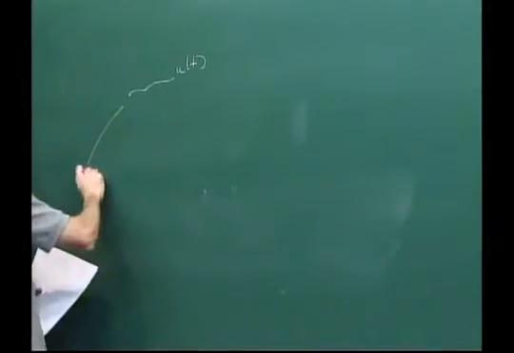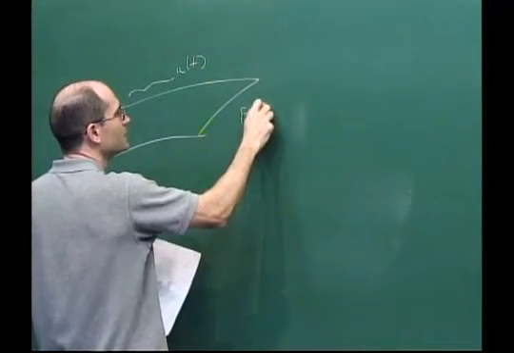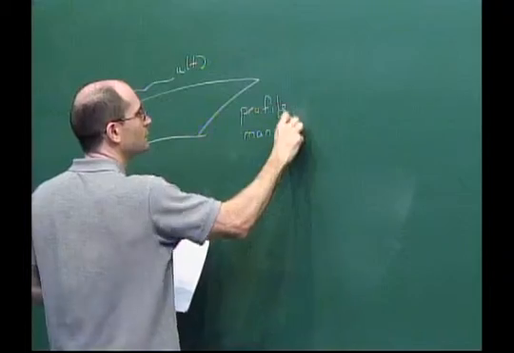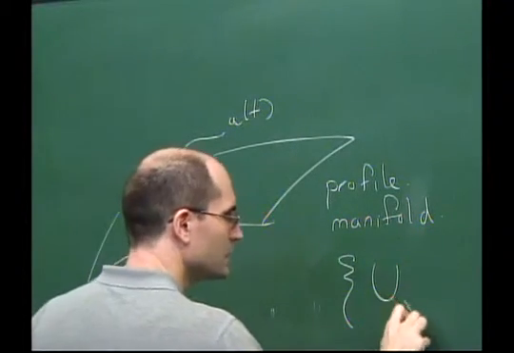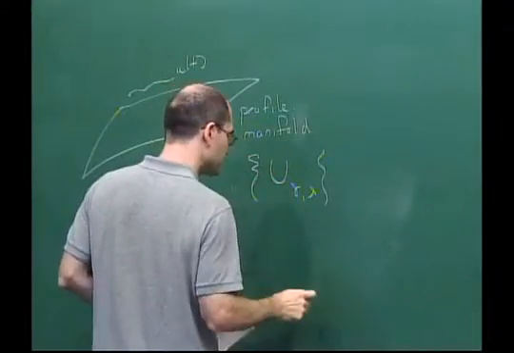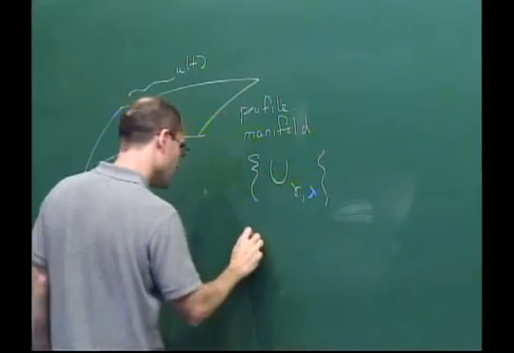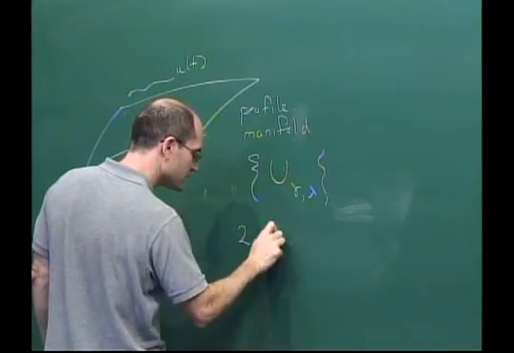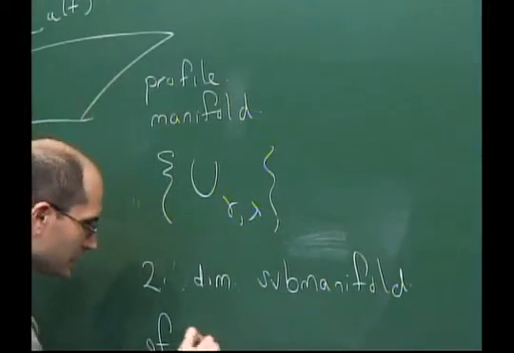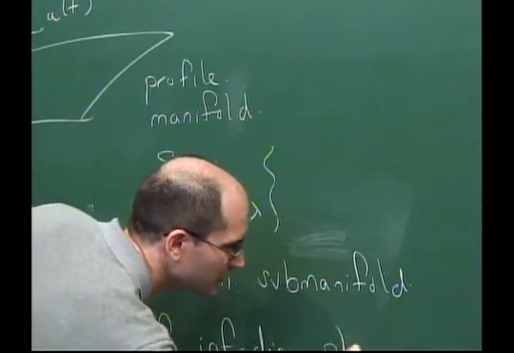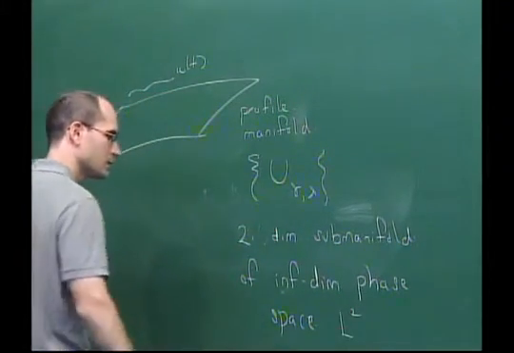So we have a submanifold. We call this a solitary wave manifold or a profile manifold. I'll call it u sub gamma lambda, where gamma and lambda are the parameters. So this is a two-dimensional submanifold of the infinite dimensional phase space for the Hamiltonian dynamics, which is L2 of R^d.